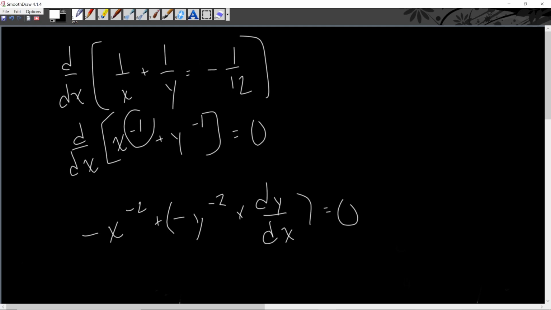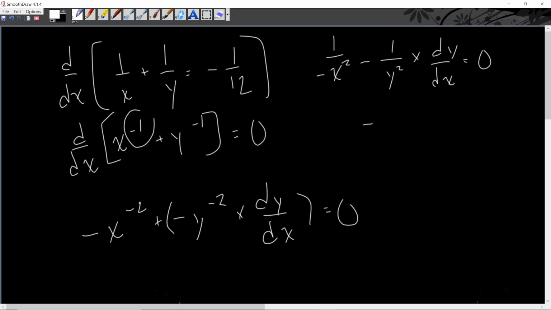And then from here, we have negative 1 over x squared minus 1 over y squared times dy/dx equals 0. And from here, we simply add the 1 over x squared to the other side.